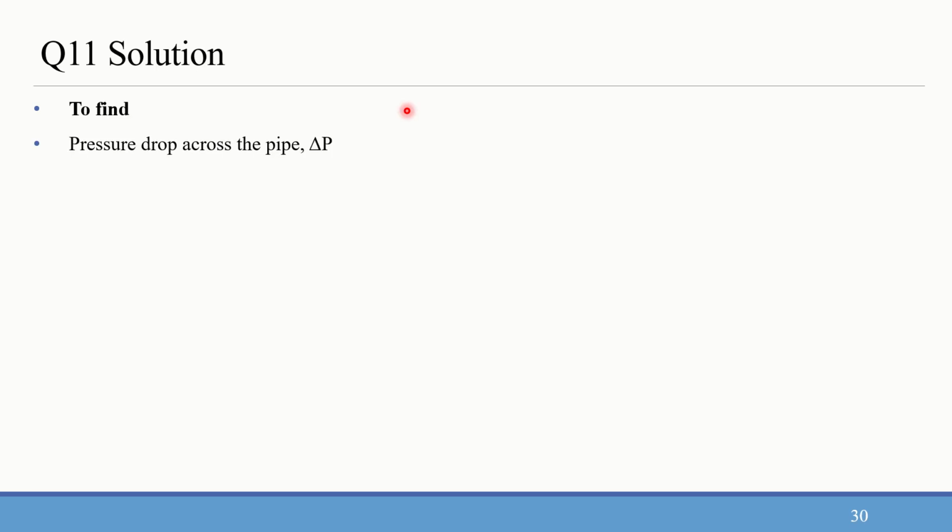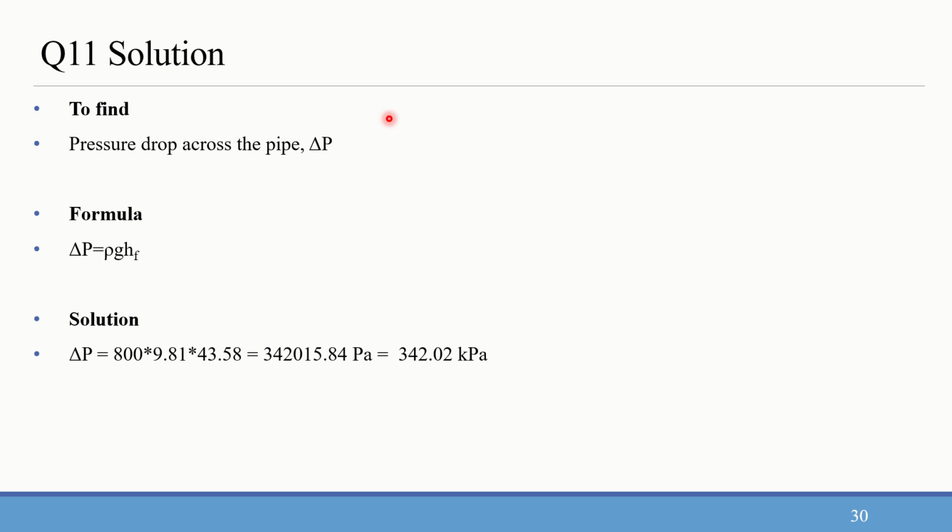First, we need to find the pressure drop across the pipe, delta P, and the formula is delta P equals rho g hf. Here we know rho, we know g, and we know hf, which we calculated in the last problem. So the solution is similar. 800 kg per meter cube into 9.81 into 43.58.